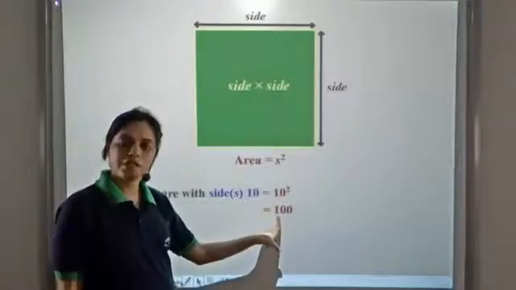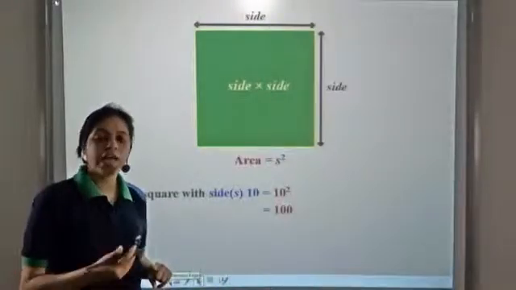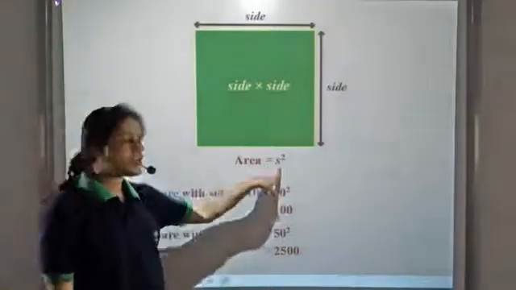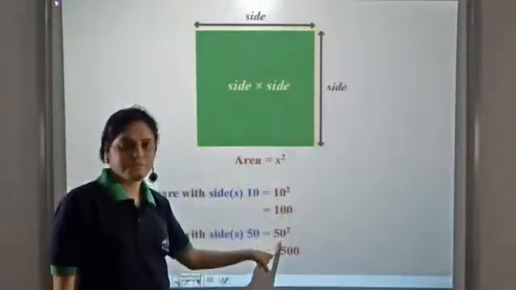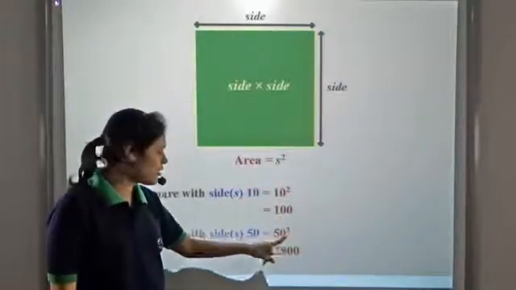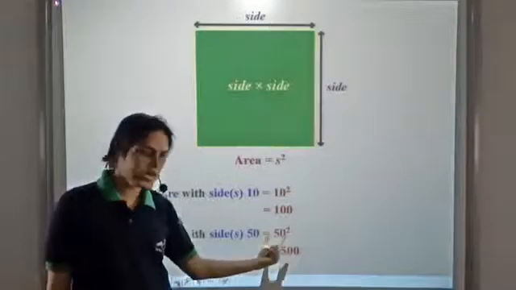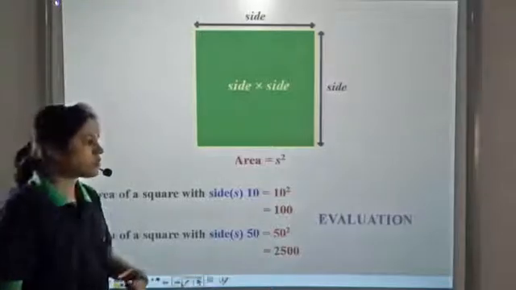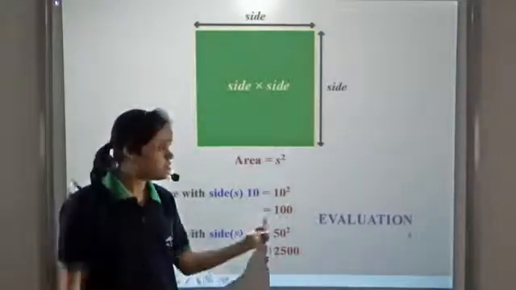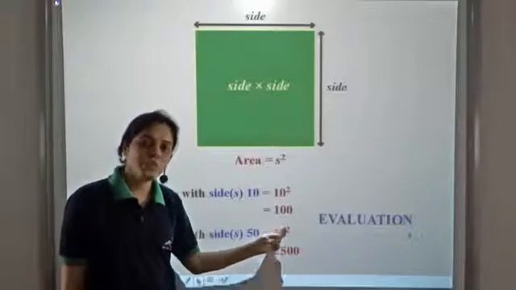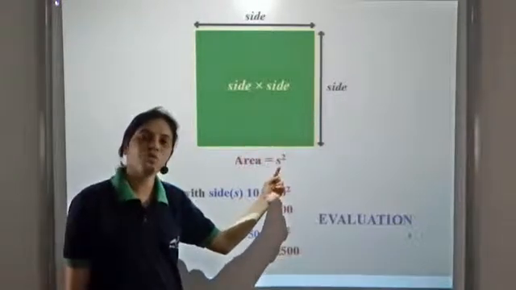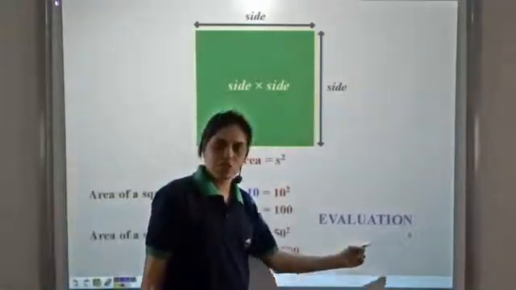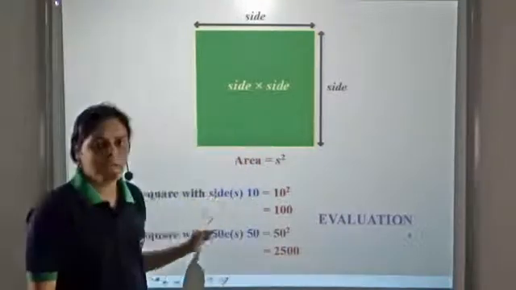So instead of S square, we write 10 square and we get the area of the square with side 10 units as 100. Now, if we have to calculate the area of a square with side 50 units, then instead of S, we write 50. So S square becomes 50 square. Area is given by 50 square. So it becomes 2500. And this process is called evaluation. So this method of substituting the known values in place of the unknown variables to find the value of the expression is called evaluation.